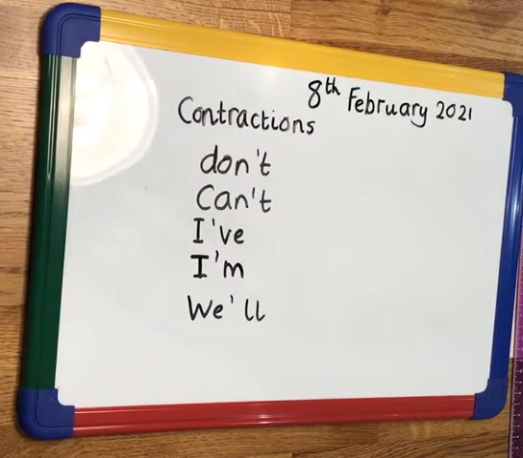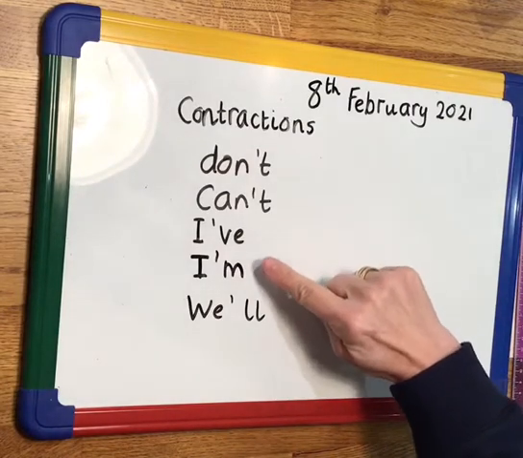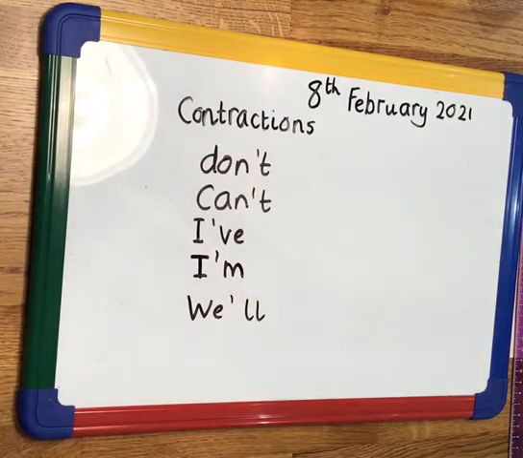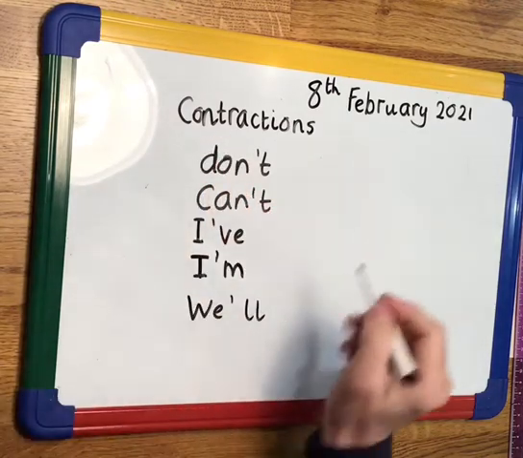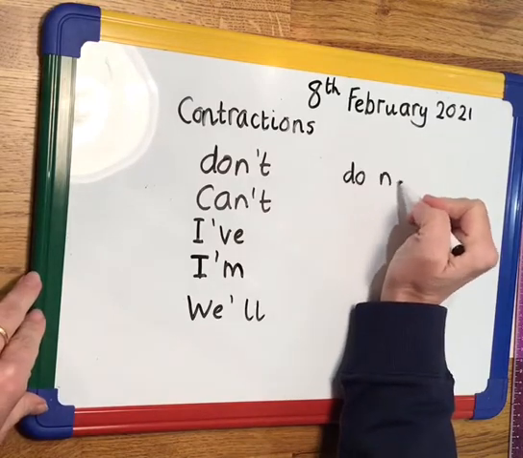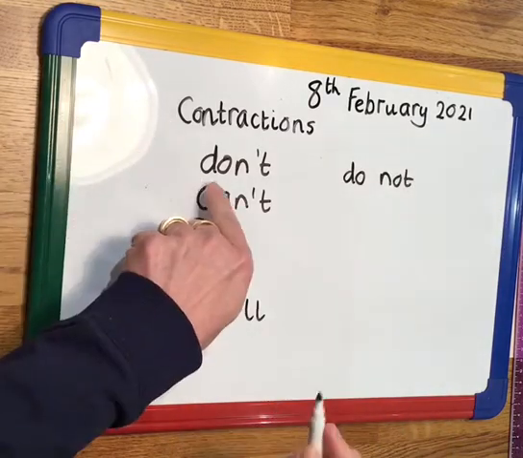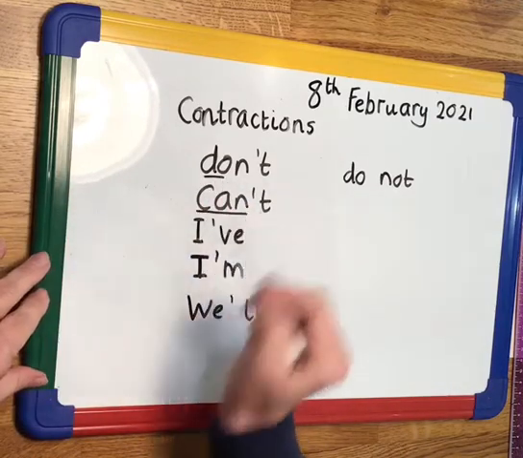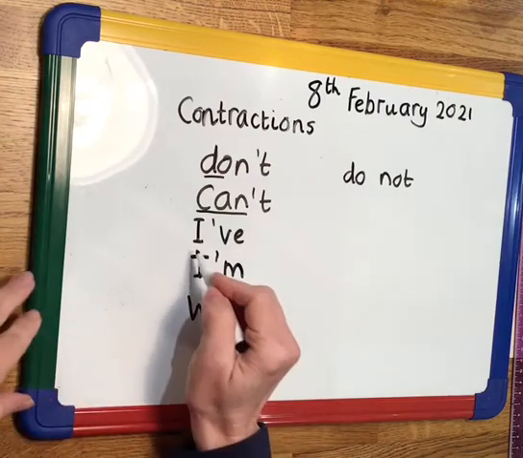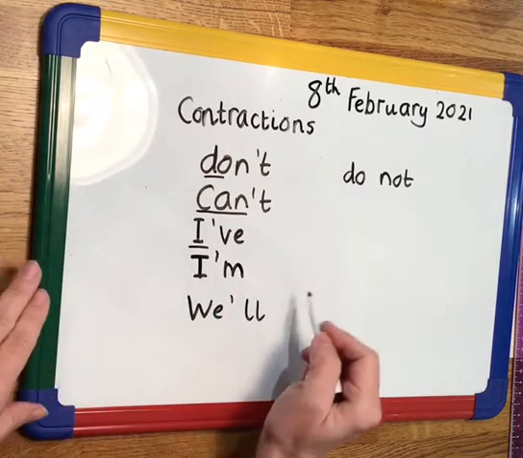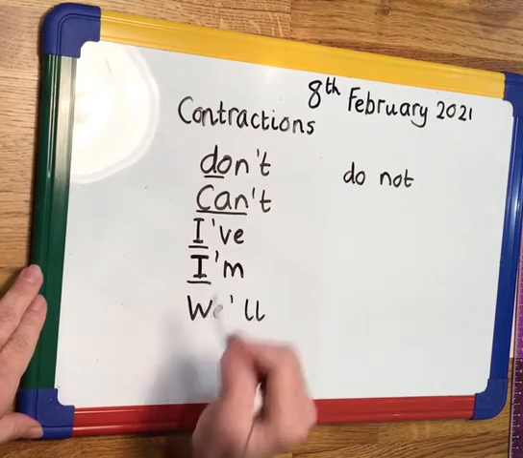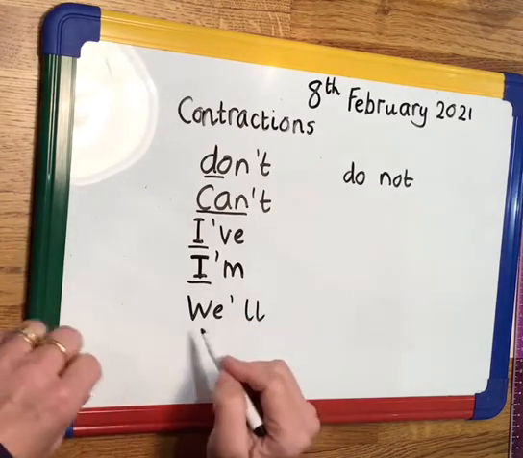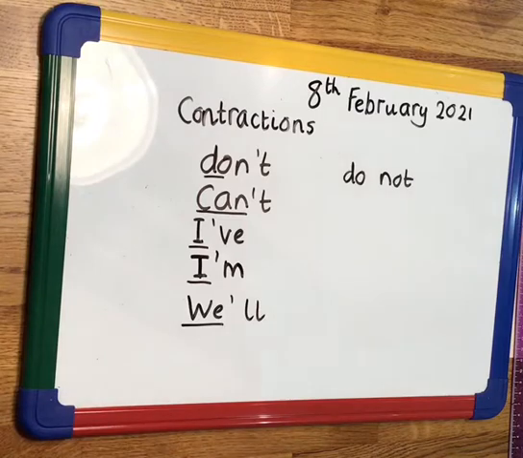So let's have a look at those contractions I've just made. Don't, can't, I've, I'm, we'll. Do you notice how the first word doesn't change in the contraction? So do not became don't, but you can still see the do here. Cannot became can't, but you can still see the can. I have became I've, the I is still the same. I am became I'm, the I is still the same. And we will became we'll, and the we is still the same. The rule with contractions is that the first word does not change.